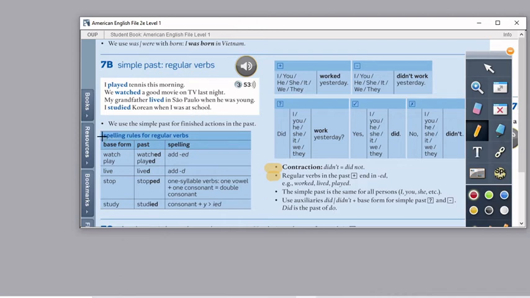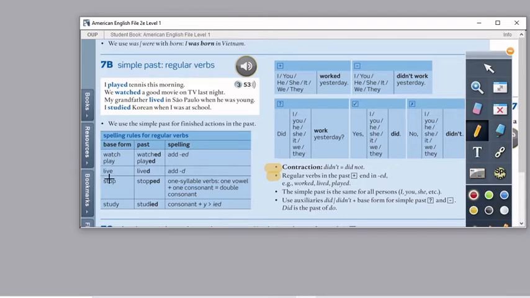Well, we have spelling rules for regular verbs. You have to consider that when the ed is used, sometimes the verb changes. For example, this is the base form, watch. Ed, watched. Play. Vowel Y, played. When we have these verbs, vowel Y, agregamos ed. No problem. In general, most of the verbs, regular verbs, have an ed ending.